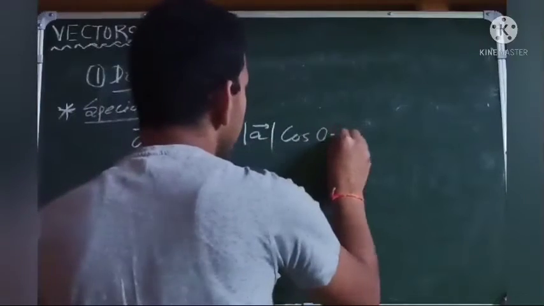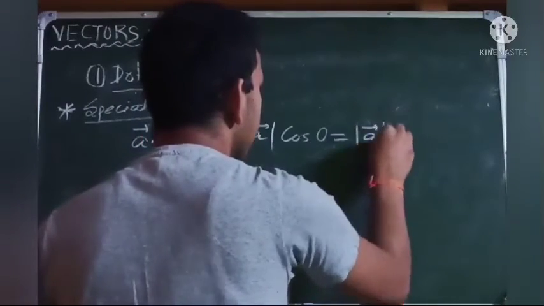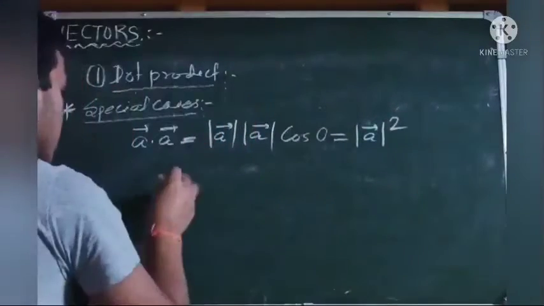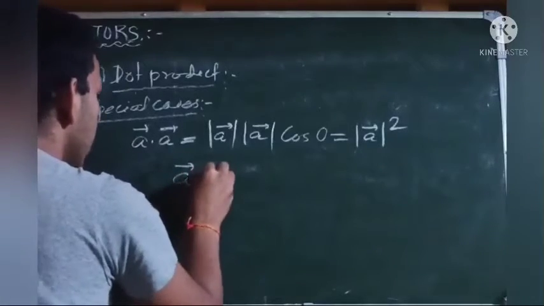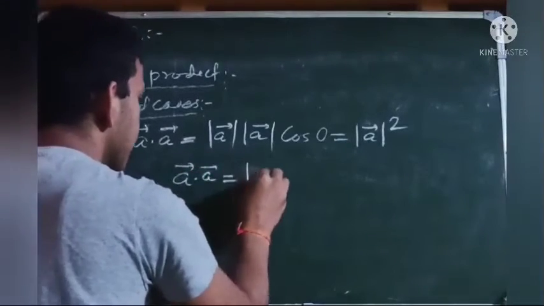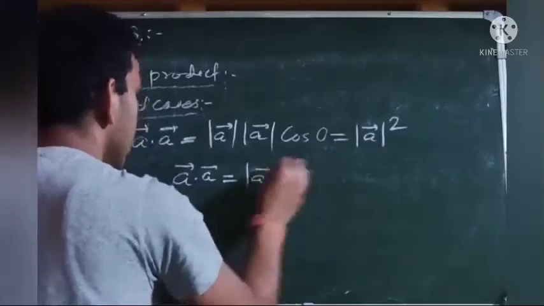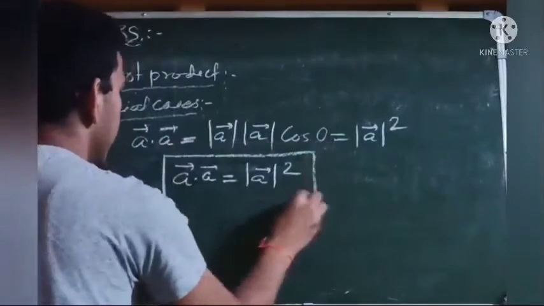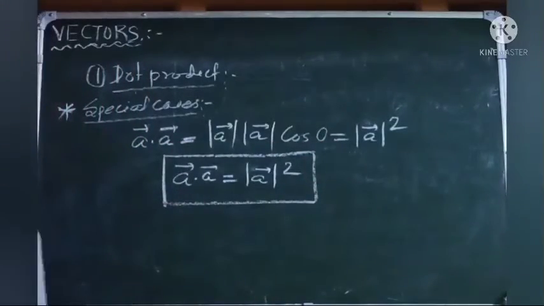So it is going to be mod of a vector whole square. So this is an important formula. a dot a is basically mod of a whole square. This formula is an important one.